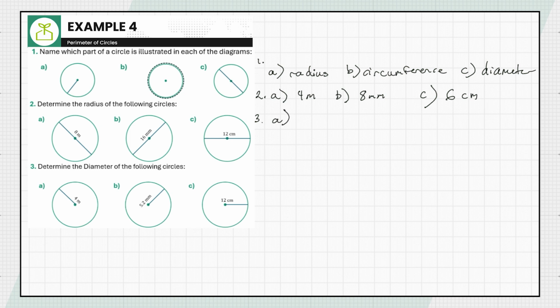Alright, now to go from the radius to the diameter, all we need to do is multiply by 2. So we've got the first one with 4 meters, so the diameter will be 8 meters. The second one is 5.2 millimeters, so the diameter will equal 10.4 millimeters. And finally for C, our last radius is going to be 12 centimeters, so our diameter will be 24 centimeters.